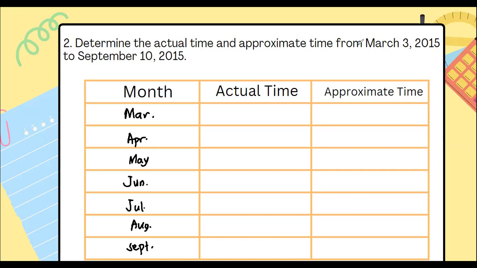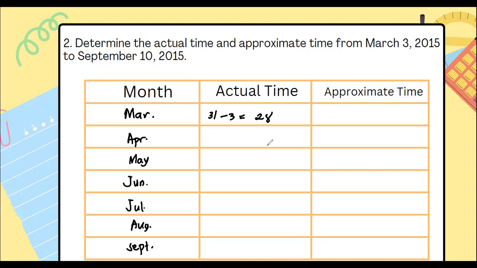Again, on actual time, our March is up to 31 days. So we subtract 3, and the answer is 28. Okay? So it means there are 28 days left for the month of March.